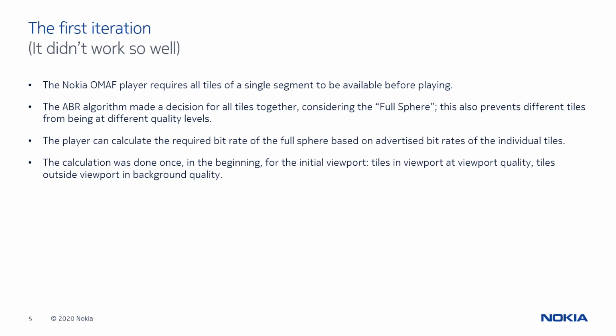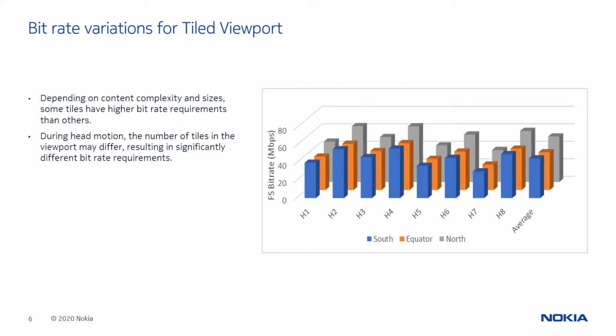The player can calculate the required bitrate of the full sphere based on the advertised bitrates of the individual tiles. And the calculation was done once in the beginning, so for the initial viewport. So the tiles in the viewport at viewport quality and the tiles outside the viewport at background quality, or the lowest quality. And then for different quality levels, you know the full sphere bitrate, and you use that with your ABR.